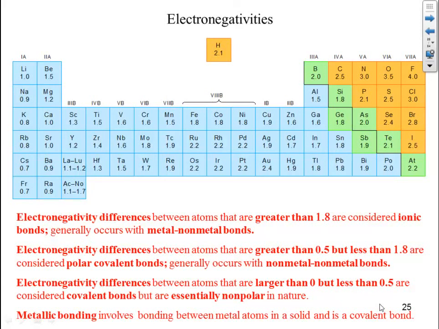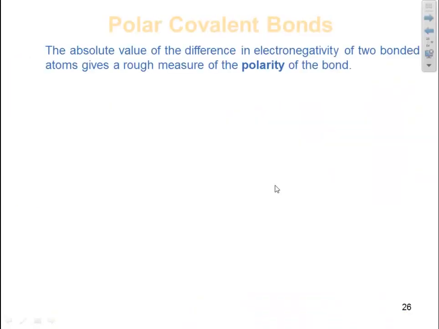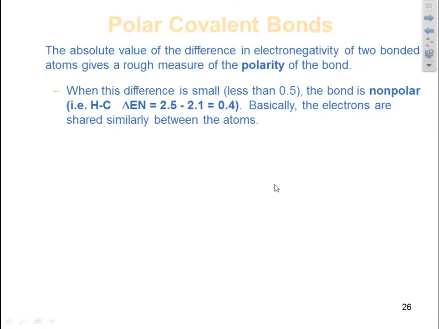One thing I want to bring to your attention is the location of hydrogen on this table. Notice that hydrogen is a 2.1 electronegativity, boron's a 2.0, and carbon's a 2.5. So hydrogen falls right between boron and carbon on this periodic table. So when you're noticing your trends of electronegativities, you've got to realize where hydrogen fits on that periodic table. The absolute value of the difference in electronegativity of two bonded atoms gives a rough measure of the polarity of the bond. When this difference is small, less than 0.5, the bond is nonpolar. Example, hydrogen and carbon. Electronegativity difference: 2.5 minus 2.1 is 0.4, which is less than 0.5. Basically, the electrons are shared similarly between these atoms. Not one atom is getting a greater share than the other one.